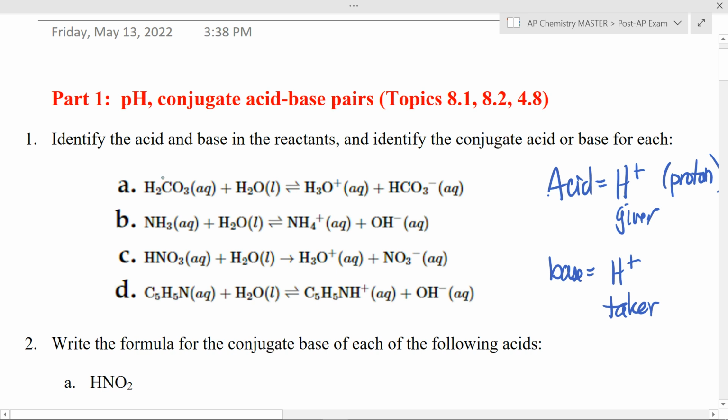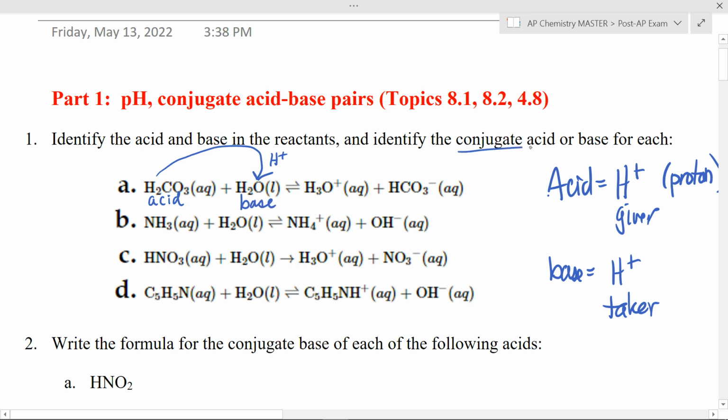It looks like in this first reaction that my H2CO3 is giving a hydrogen to my H2O. And so we would refer to my H2CO3 as the acid because it's the hydrogen giver. Water is the hydrogen taker, so it's acting as the base.